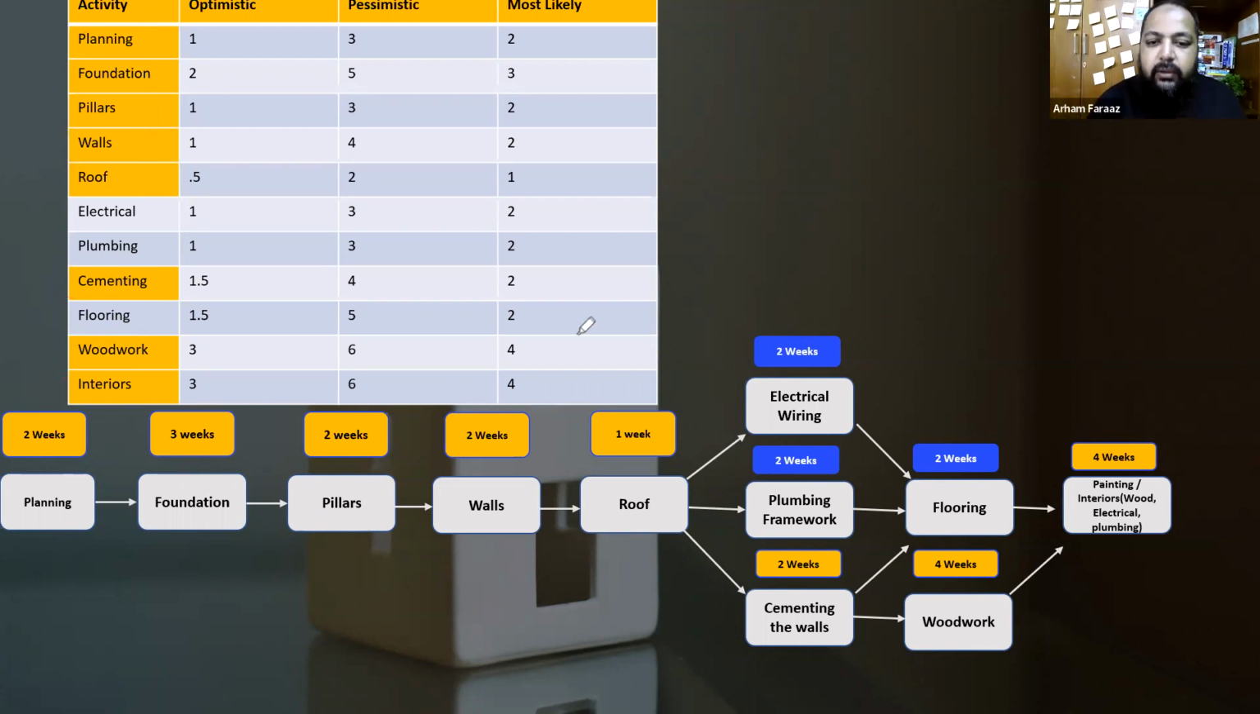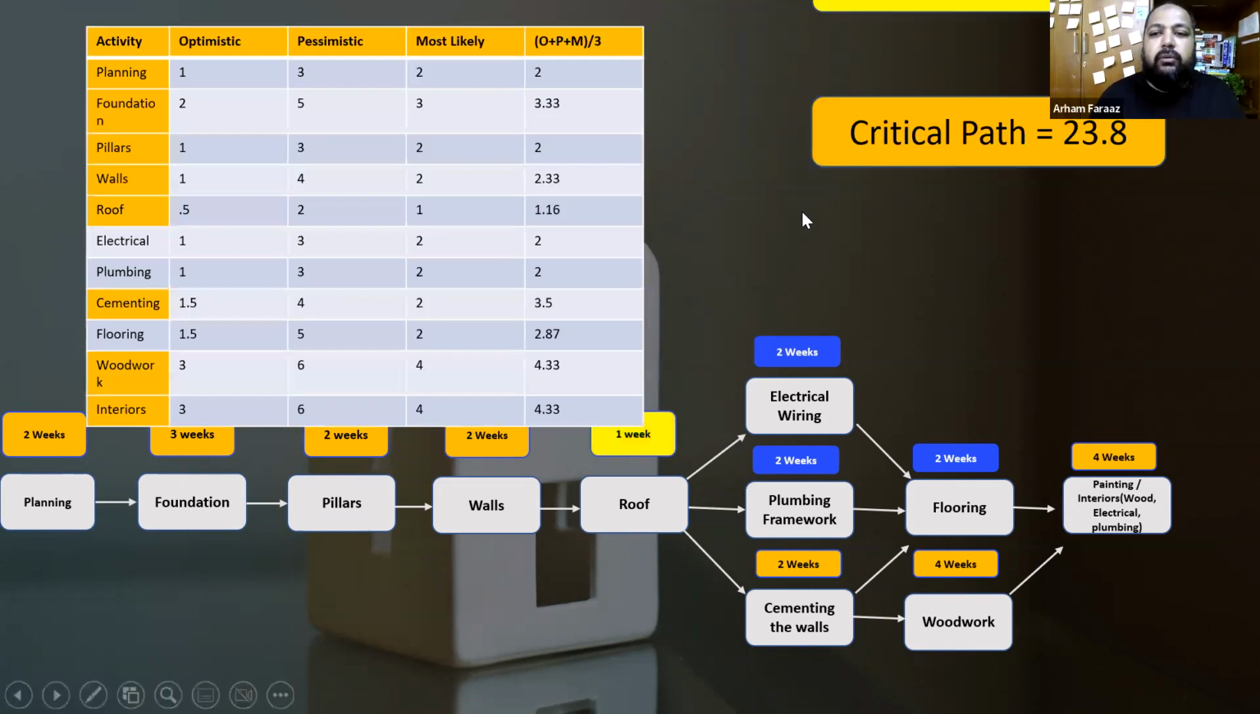Let's see how it is. For every activity, you've got 1 plus 3 plus 2 divided by 3. That's going to be 6 by 3, which is again 2. We're going to see that in the next slide. So now you have a 3-point estimation for these activities.